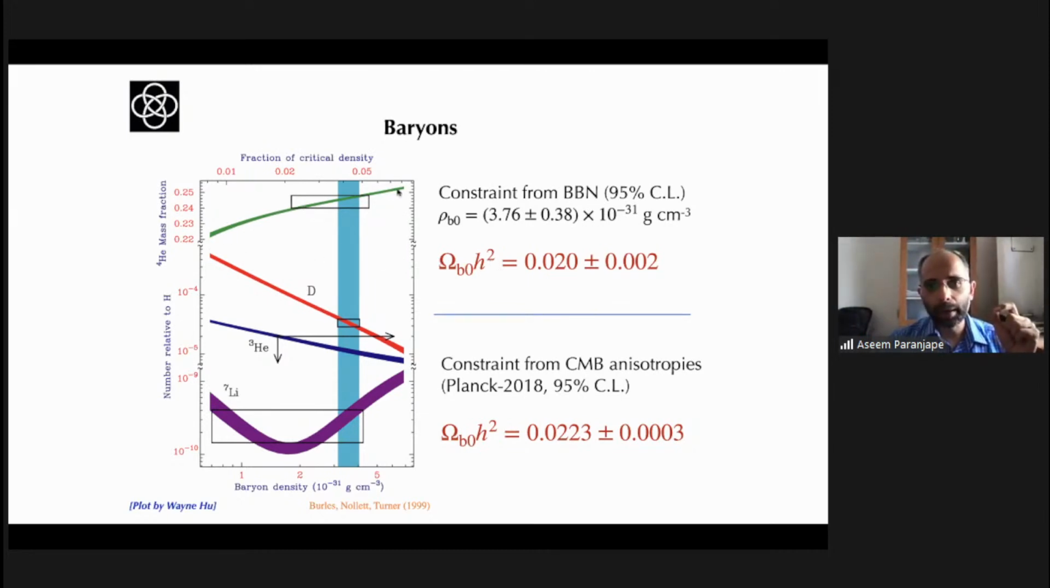So these tight predictions are visualized here. So for example, as a function of baryon density, you can think of this upper axis as this value of omega B0 times little h squared, 0.01, 0.02, 0.05. Okay, and the corresponding baryon density in terms of CGS units is given at the bottom. So what you can do theoretically is to predict what is the mass fraction of each of these primordial species as a function of omega B0. And those are the bands that are seen here. So this green band is for helium-4, the red band is for deuterium, the blue band is for helium-3, and the purple very fat band is for lithium. Okay, and the thicknesses of these bands also tell very interesting stories, which I will not be able to go into here.